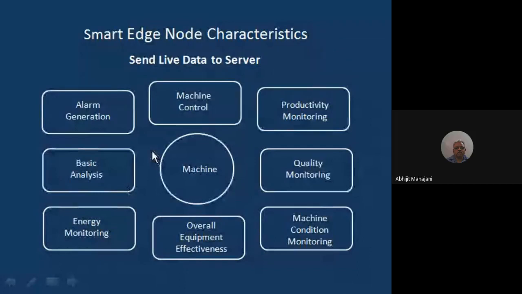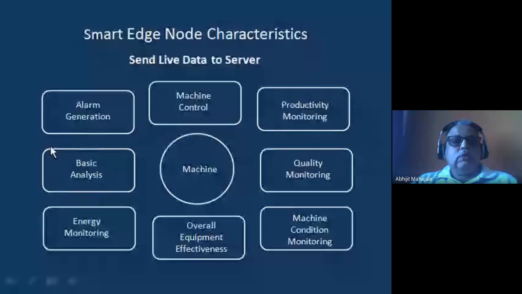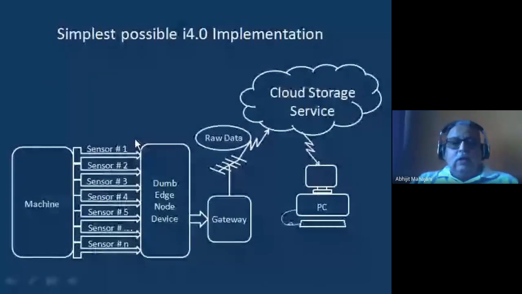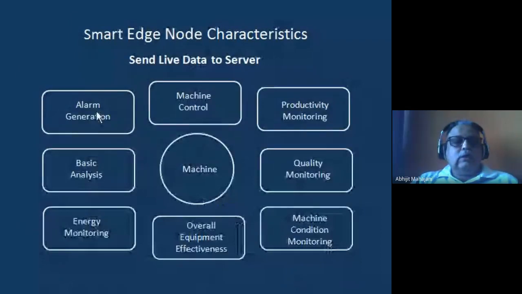So people say that your smart edge node should have some basic analytics, and it will convert the data into information, and if needed, only the data would be sent to your server, or raw data would be sent to your server or cloud, and otherwise nothing would be sent. Things are okay, so you don't need to send anything.